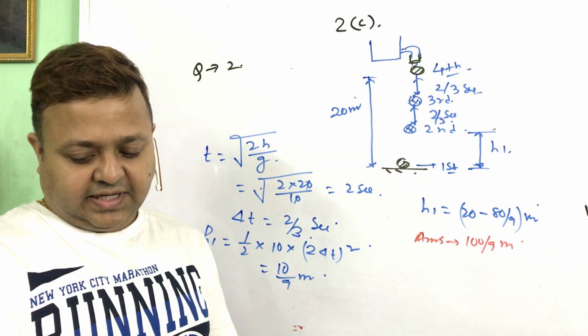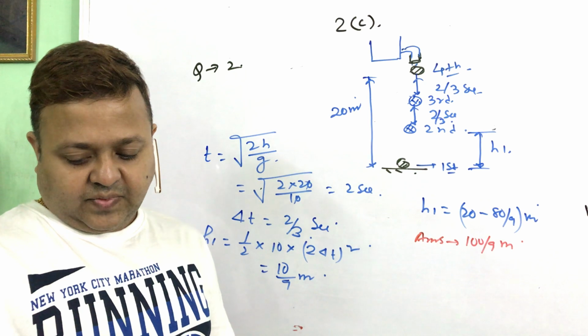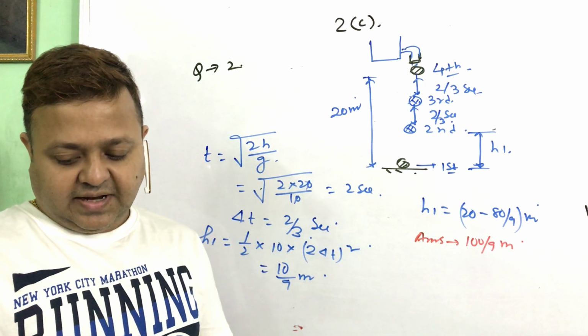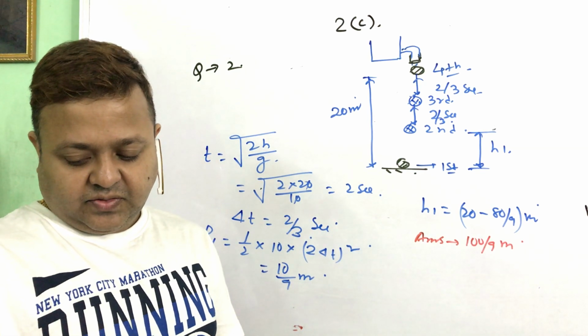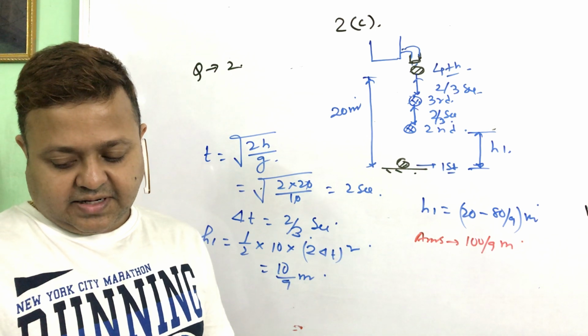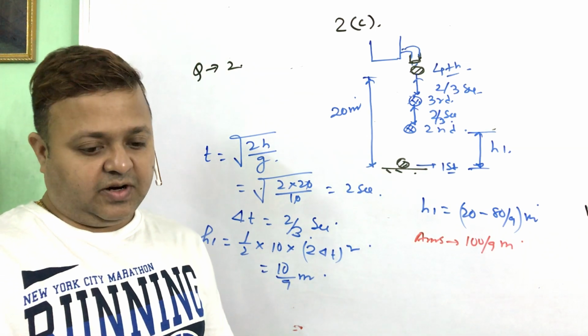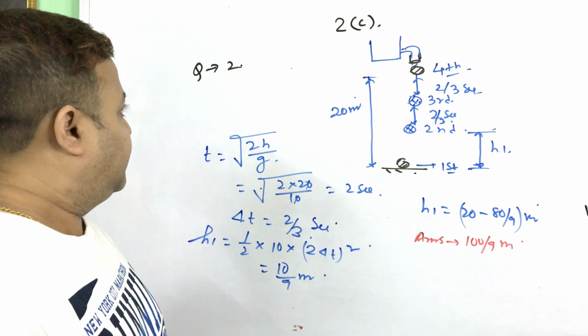Number 3, very easy. A ball is released from rest from the roof of a building 45 meter high at t equal to 0. Find the height of the ball from the ground at t equal to 2 second. Question number 3.